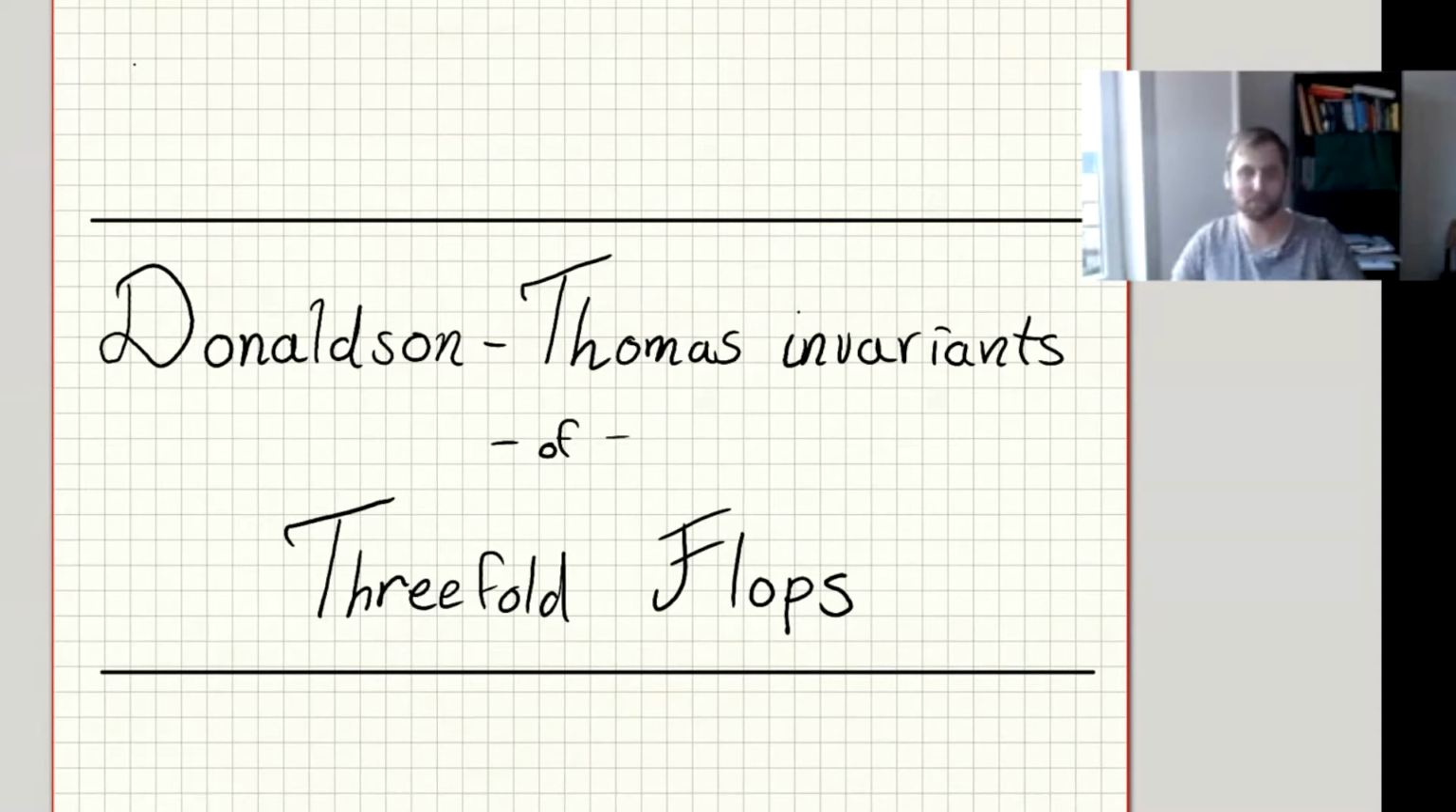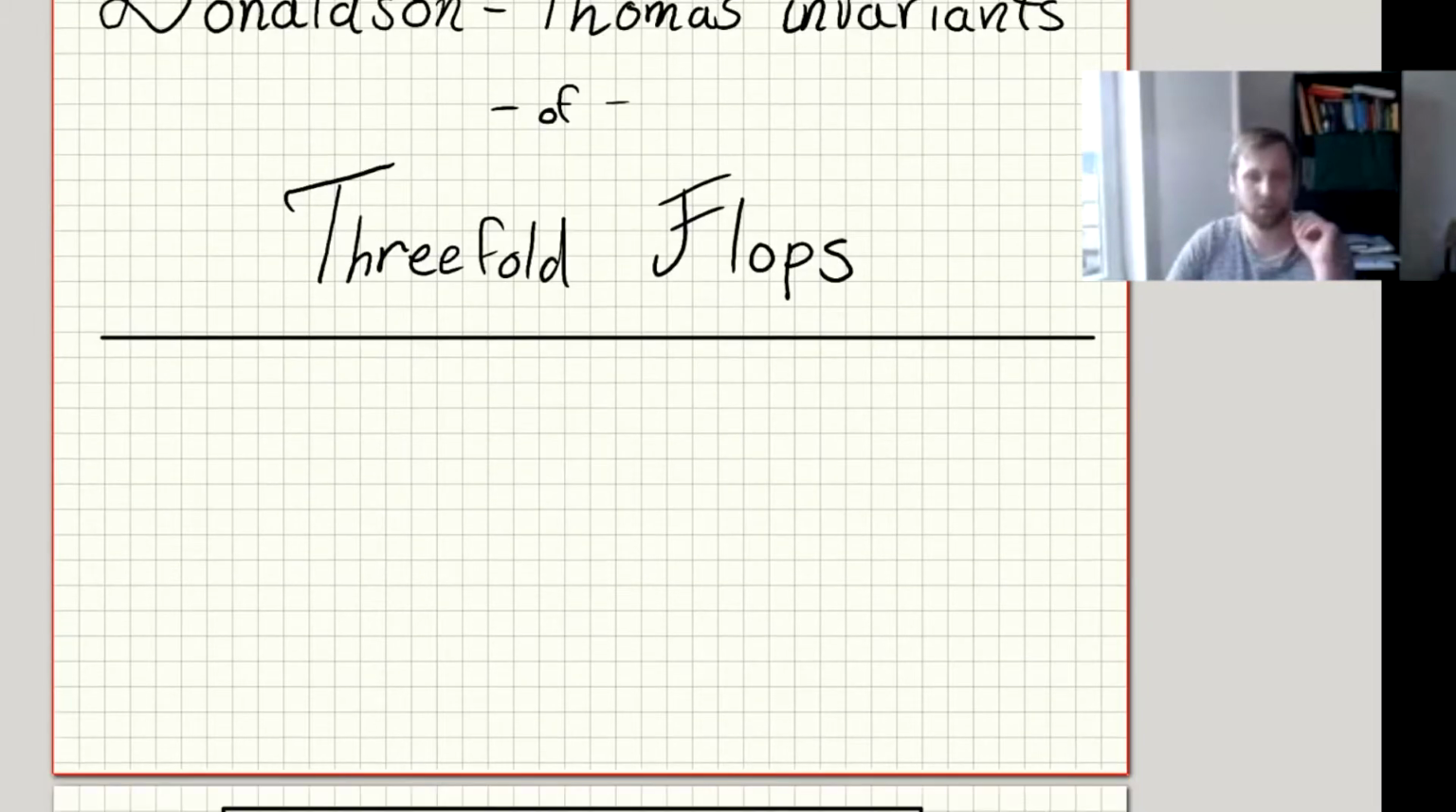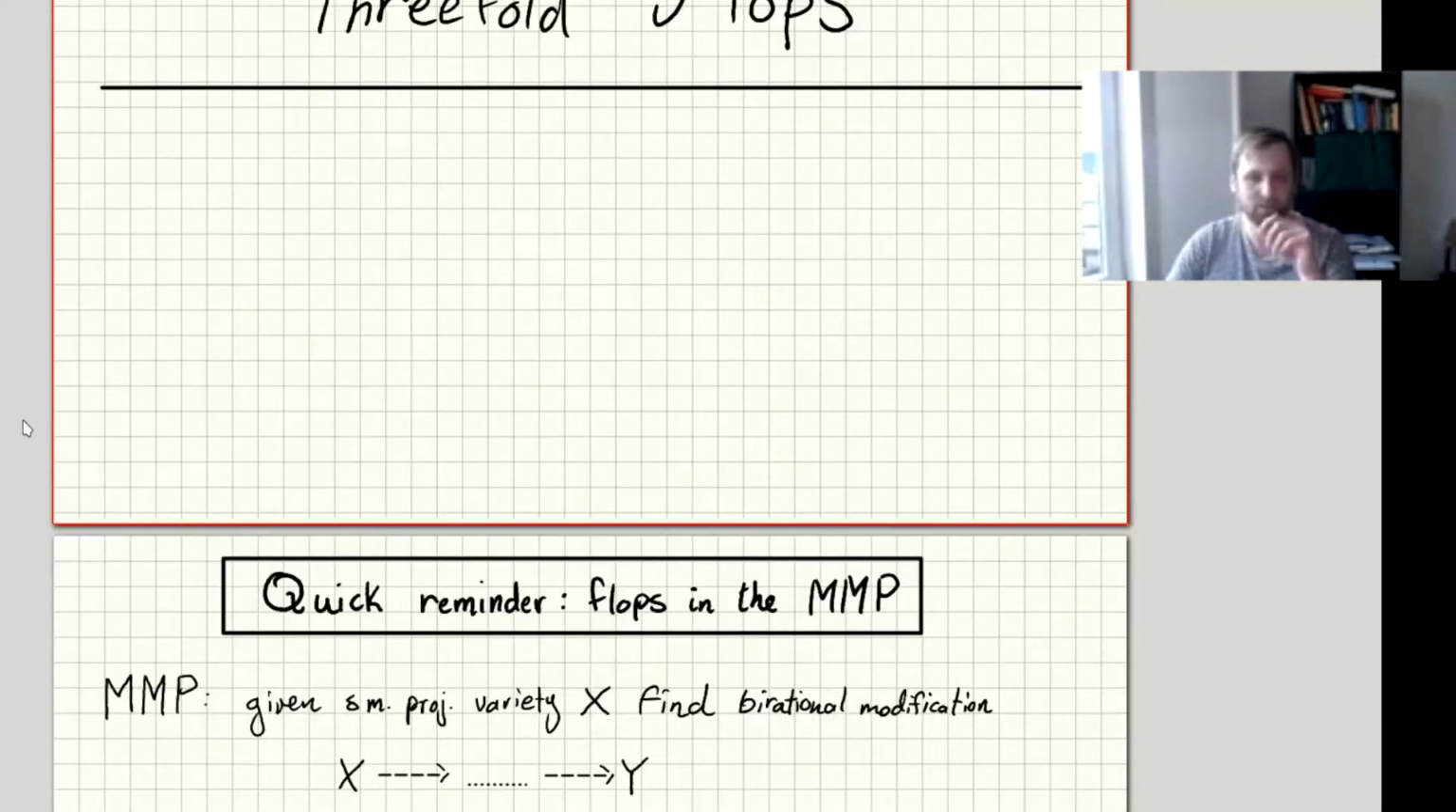Okay, thank you, Olivia. Yeah, so I'm going to talk about Donaldson-Thomas invariants of threefold flops. I don't quite know who's attending, but I figured most people here know a bit about the minimal model program, sort of birational geometry. So I'm just going to quickly recall a bit of that and then go into the meat of flops and their invariants. Right, so quick recap.